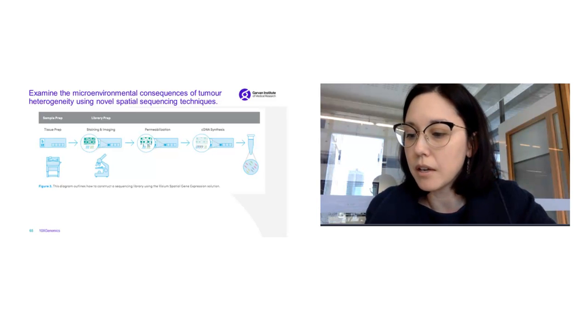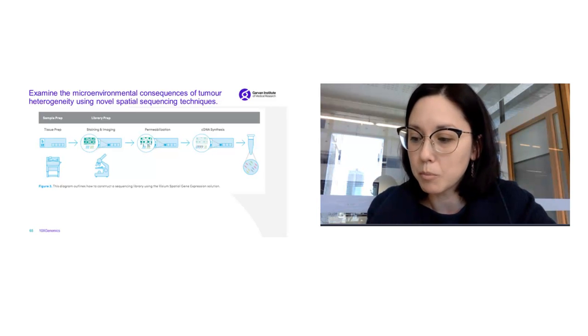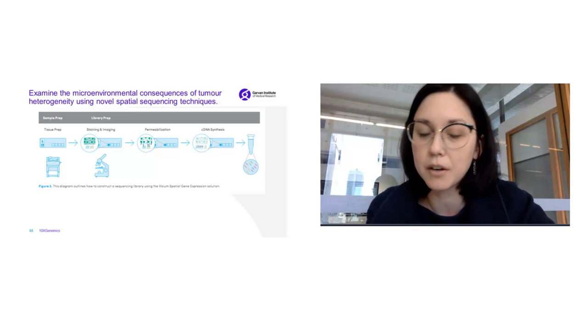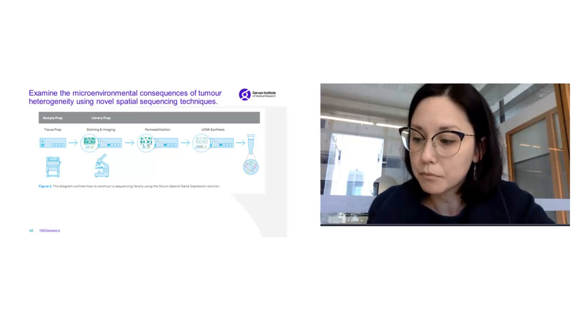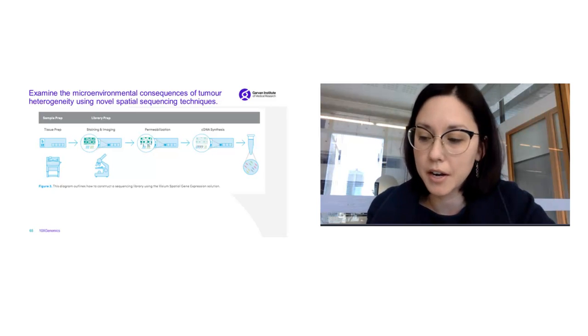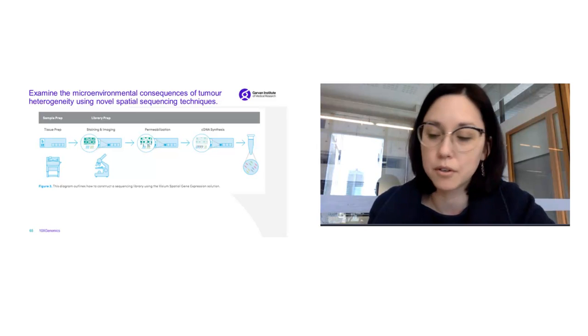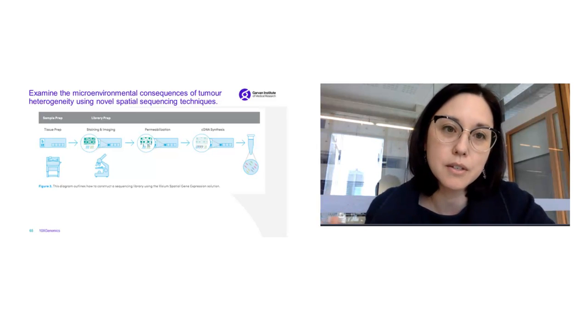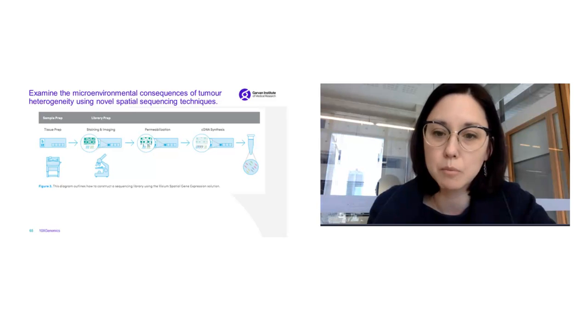The sections are covered in little tiny spots. These spots contain capture oligonucleotides with spatial barcodes that are unique to that spot. The tissue sections are fixed and permeabilized, and the messenger RNA is released and binds to these capture oligos. That means that the sequencing data can be localized to a given spot on the slide.